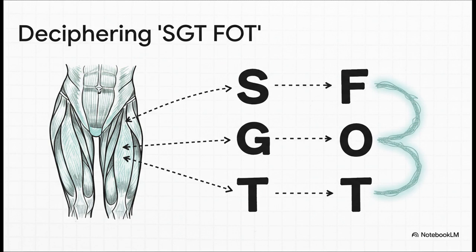Take the mnemonic Sergeant Vote. At first glance, it just sounds like a name, right? But it links three specific muscles that all meet up near the knee, the sartorius, gracilis, and semitendinosus, to the exact nerves that control them, the femoral, obturator, and tibial nerves.